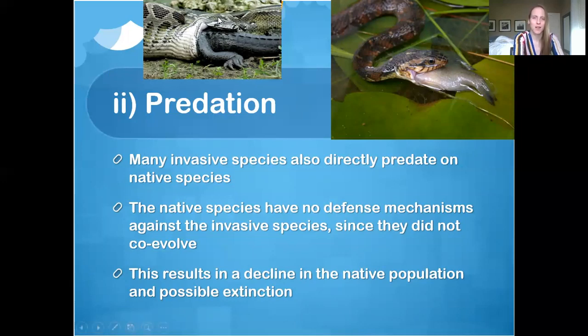We've got two examples at the top here. This one is a python that is eating either a crocodile or an alligator, I don't know. Pythons are a really common invasive species in the Florida Everglades. They were introduced there when people had pythons as pets and then got sick of them or couldn't take care of them anymore and released them into the Florida Everglades. And now they actually grow big enough to eat the crocodiles or alligators that are there.